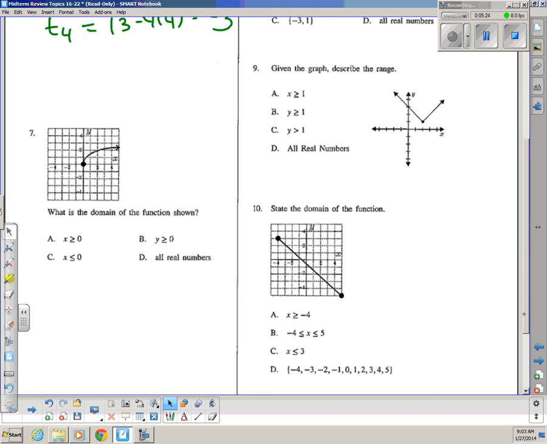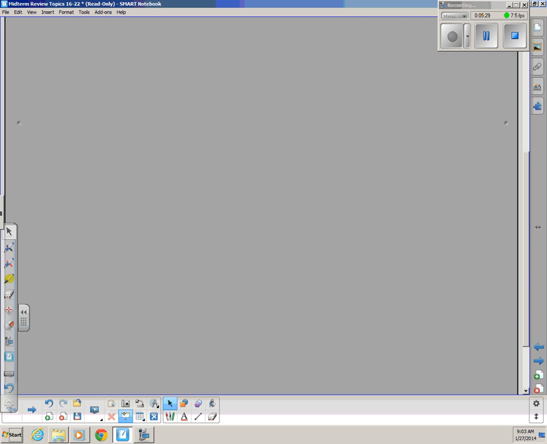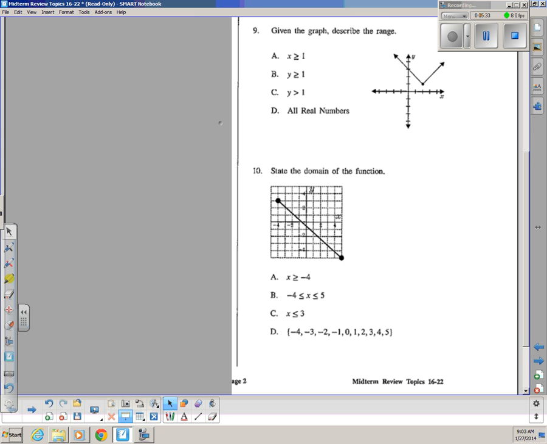Number 7 asks, what's the domain of the function shown? So here's how I would attack this problem. Domains are my x values, and notice I'm covering up the graph completely. Okay, so here's my graph. I'm covering it up completely.